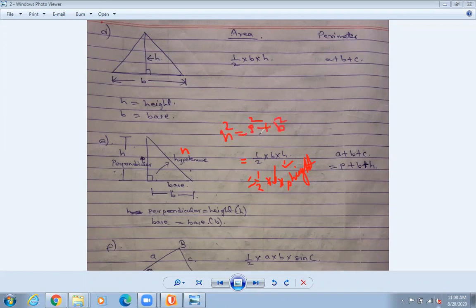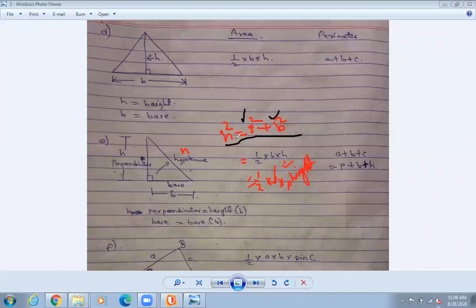h square equals p square plus b square. The color is too dark. Okay, too light. So h square equals p square plus b square. This is going to be the formula. If any value is not given, h square equals p square plus b square, I need p and b.